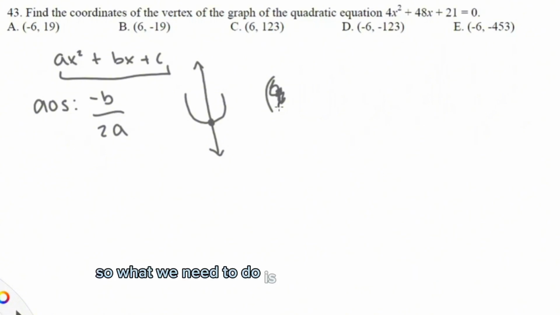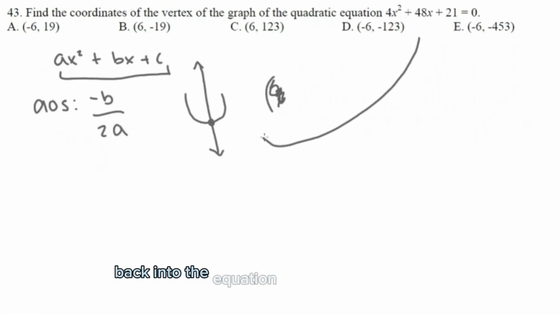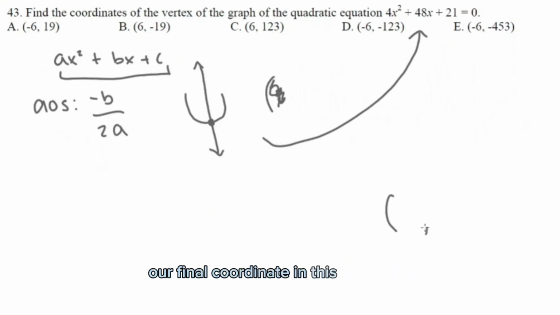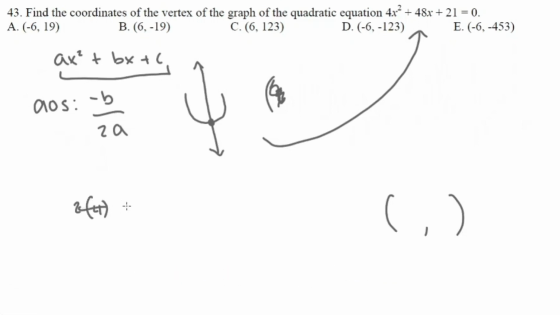So what we need to do is we first need to solve for the axis of symmetry using this equation, negative b divided by 2a, and then substitute that value of x back into the equation given to solve for the y, and then we'll get our final coordinate in this right here. So let's solve. So we have negative b divided by 2a. We're given the formula 4x squared plus 48x plus 21. So our a value is 4 because it's the coefficient of x squared. So 2 times 4 is 8.